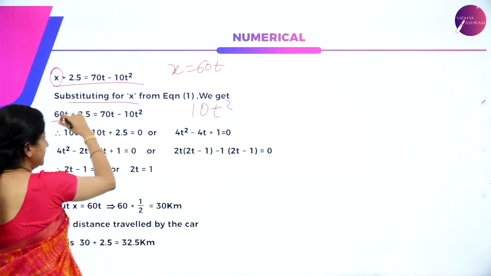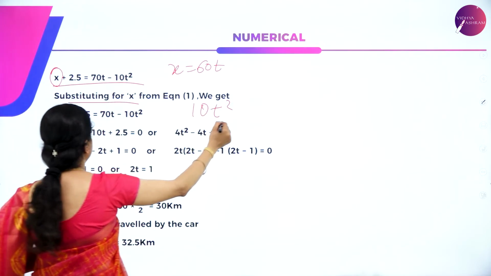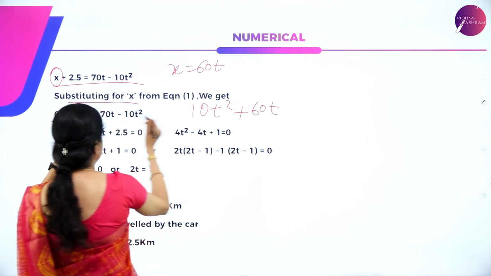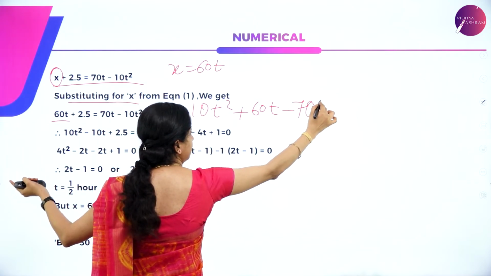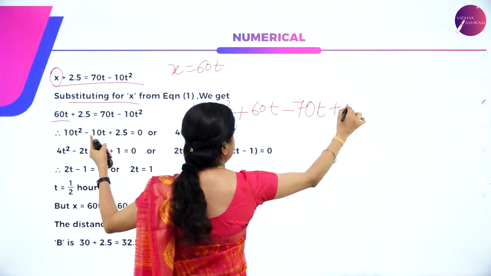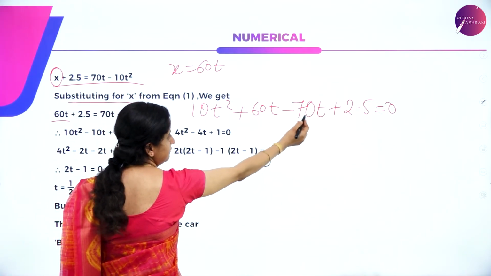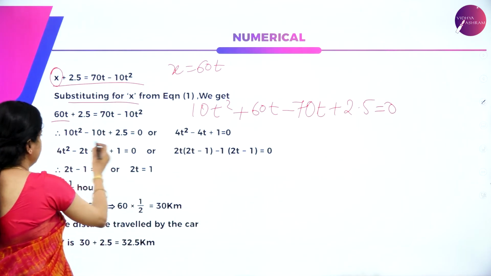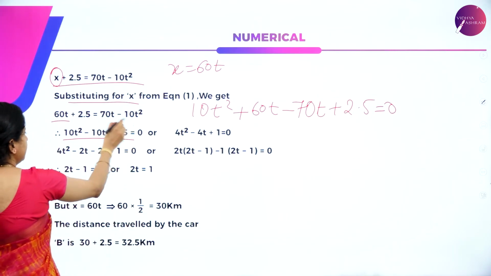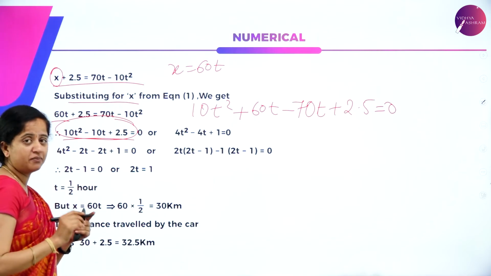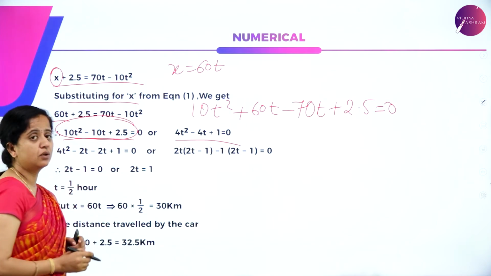10t square. I am taking all the terms to one side. This minus 10t square, when it gets transposed, will become plus 10t square, plus 60t already I have, and this plus 70t we have. So when it comes to LHS, it will become minus 70t, plus 2.5 as it is, which is equal to 0. So here we have plus 60t minus 70t. Simplifying those two, we will get 10t square minus 10t plus 2.5, which is equal to 0. And from this, let us take out 2.5 common. By taking 2.5 common, we will get 4t square minus 4t plus 1, which is equal to 0.